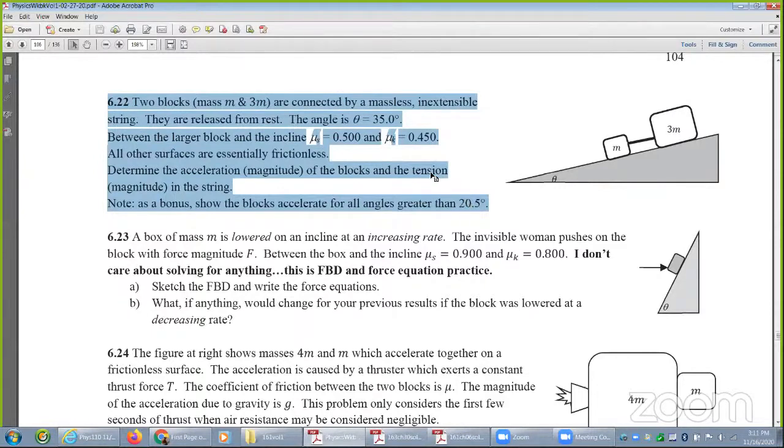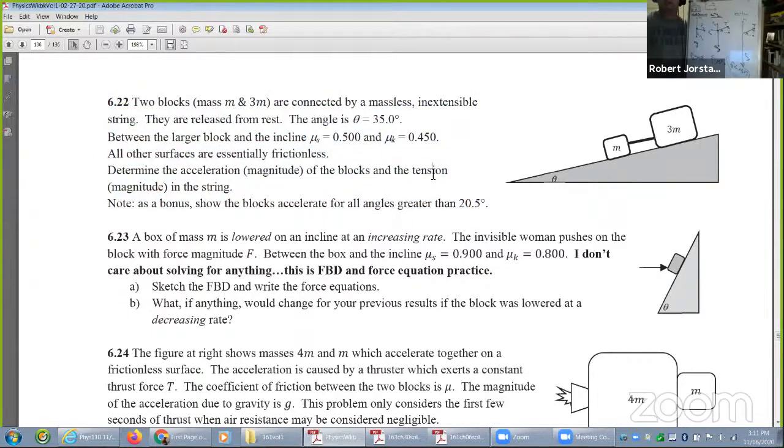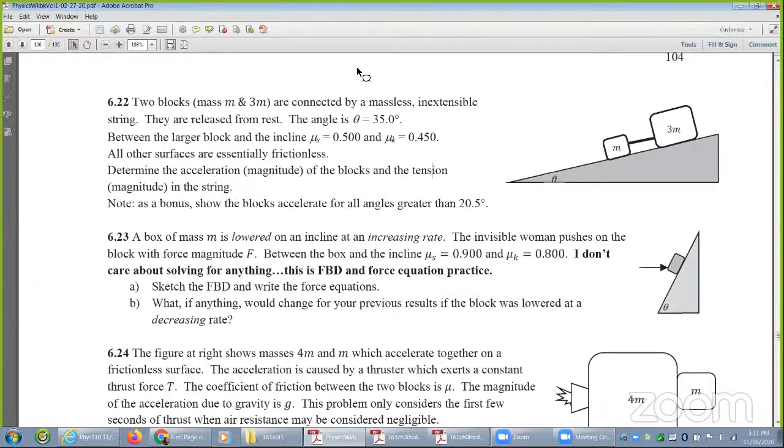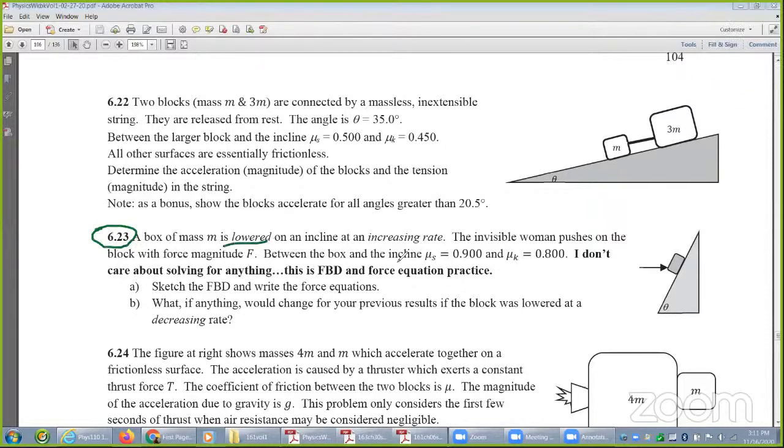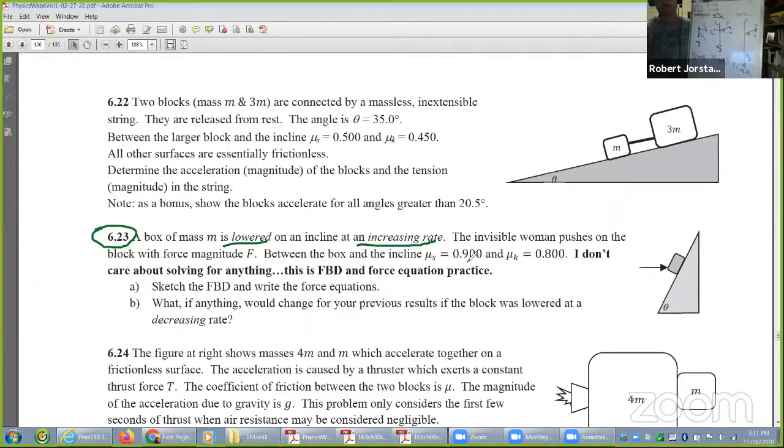Probably not. You could, but it's not advisable. Technically, they're going to move together, right? Yes. But the hard part is there's no friction here. There is friction here. And so if you don't draw them separately, you might not have the right normal force to figure out the friction. So that's what this one's all about, right? Let's keep going. How about this one? It's lowered at an increasing rate. What does that tell you?